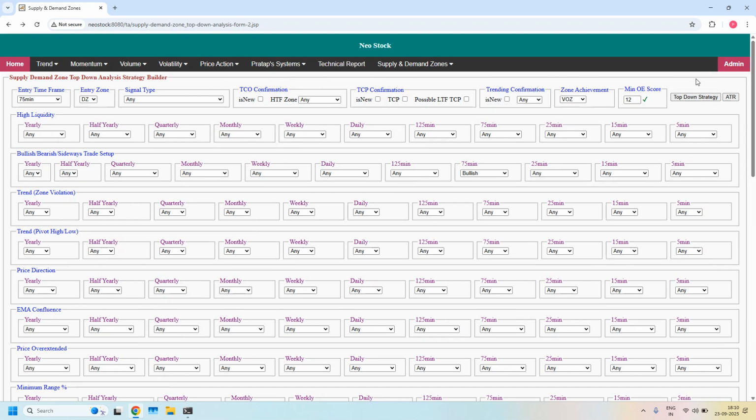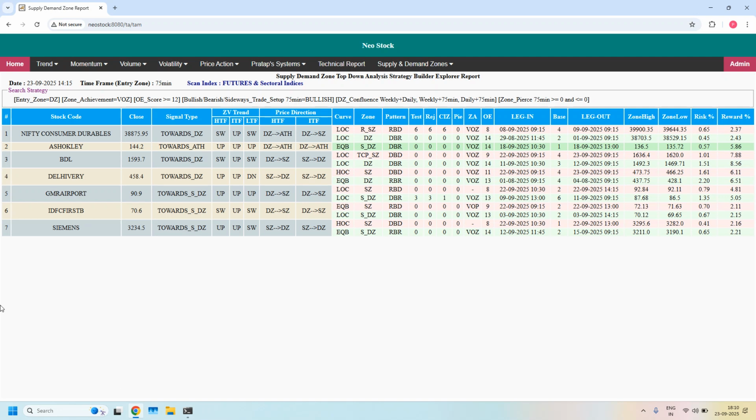With all the 3 filters, we got 7 stocks. And all these 7 stocks, these 75 minutes demand zones might be having more high probability. No. One more filter we forgot to add. What is that one more filter? That is HTF demand zone with HTF EMA confluence. What is HTF? Weekly. So this weekly demand zone having weekly EMA.